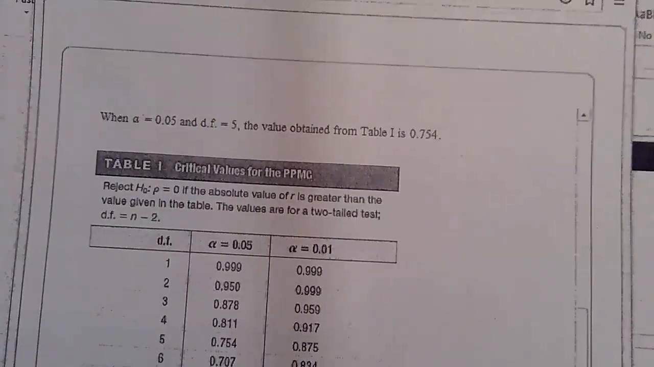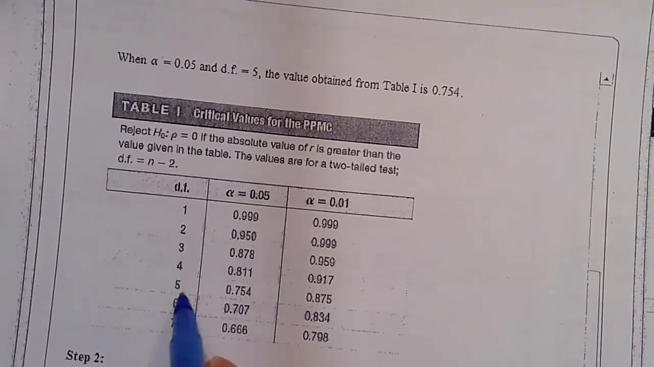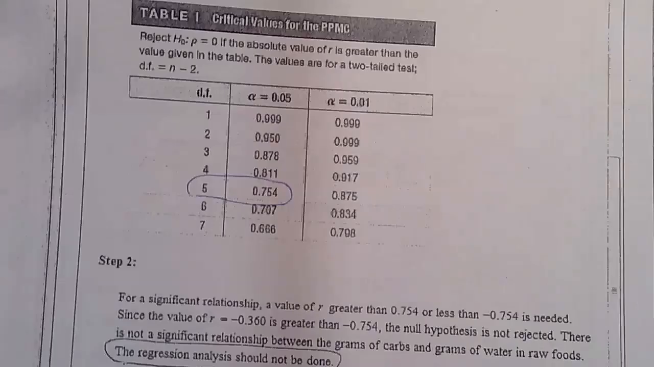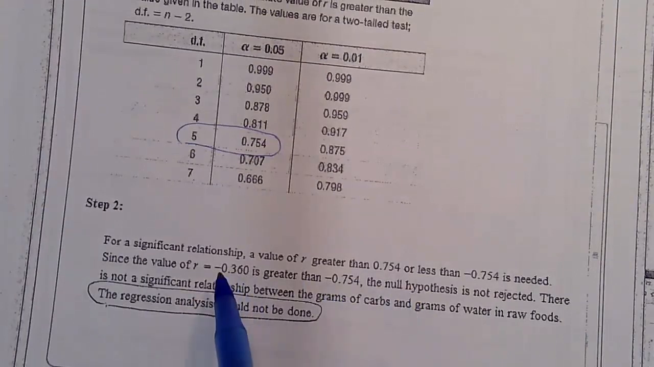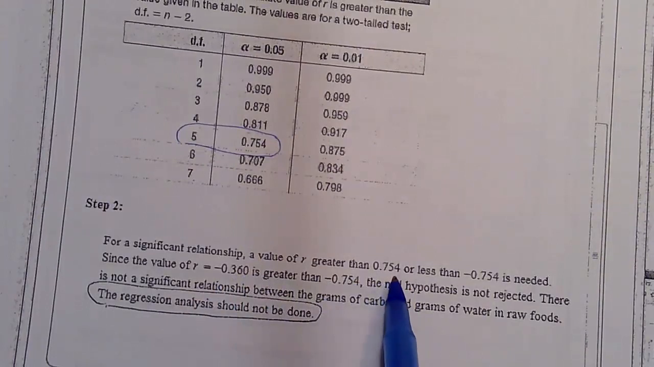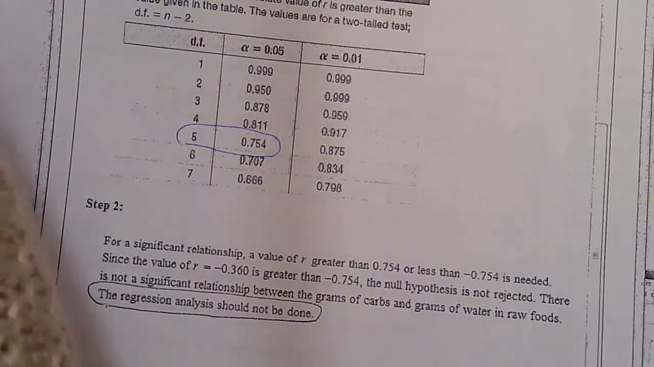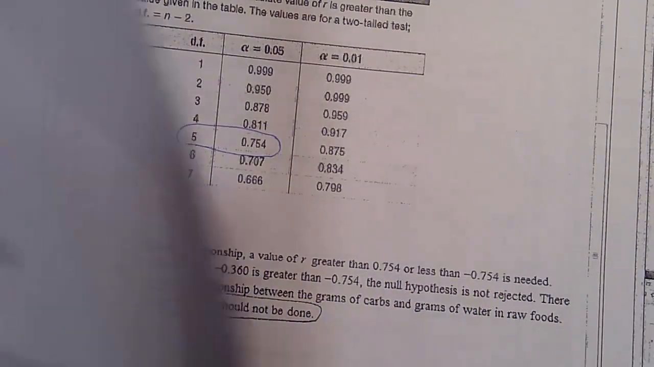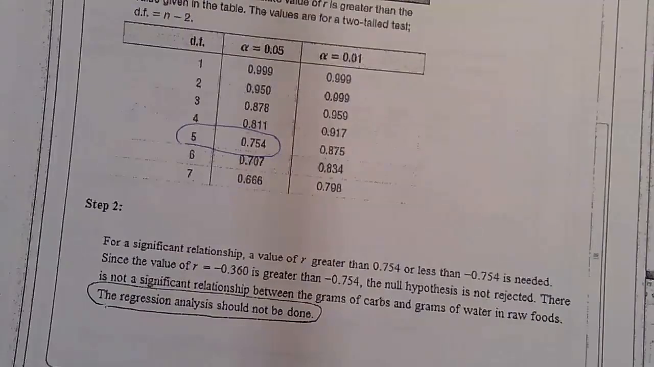And on this side, what's going on here? They have a picture of the table, see? So they have this here. See, should not be done. So they're saying that for a significant relationship, a value of R greater than this or less than this is needed. They're getting that from the table. I say absolute value of R greater than the table value. On my handout, this is where you're coming from for your quiz. You see this setup on your quiz template.